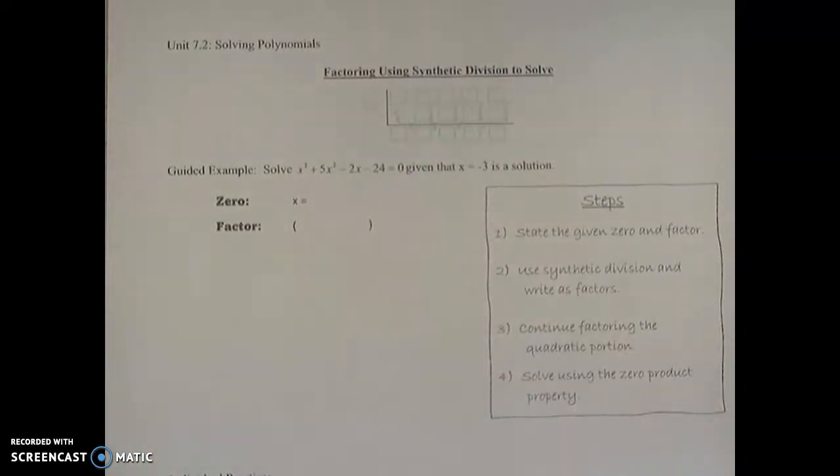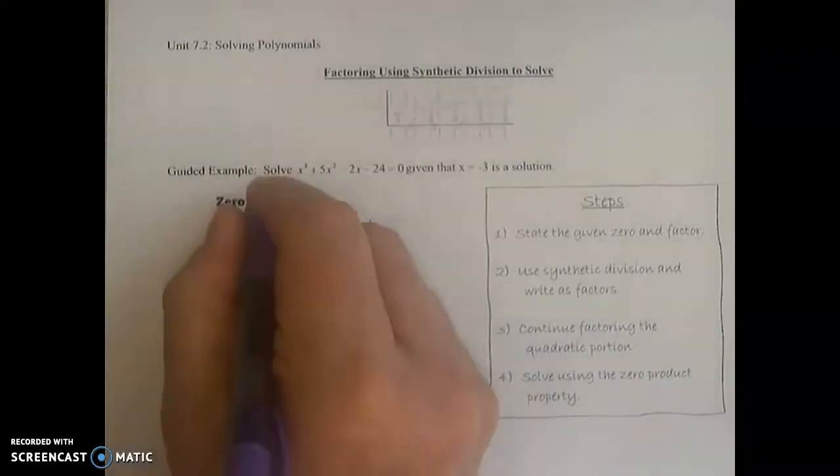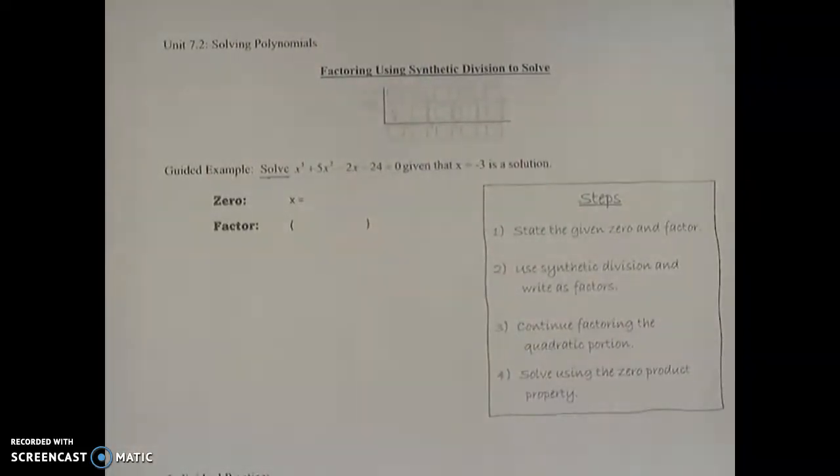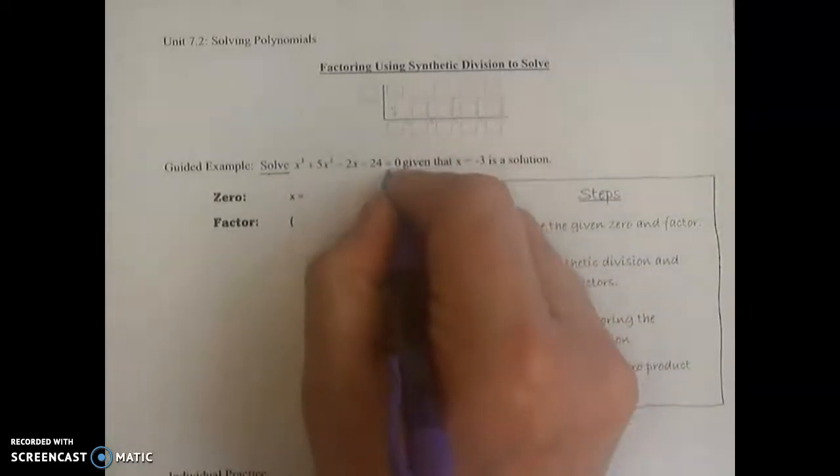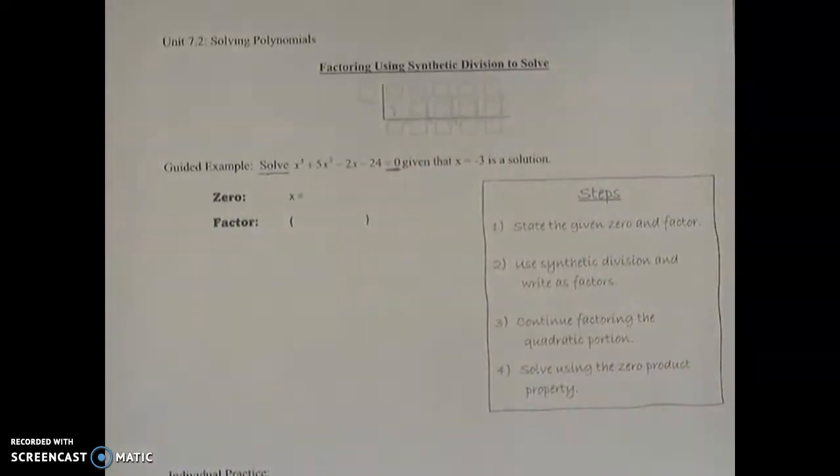Here, the question doesn't change a whole lot, or excuse me, the information doesn't change a whole lot, but we have, and I'm going to highlight this in purple, solve, okay? And there is an equals 0, okay? So we're going to get to that kind of new step here, but first we state the given 0 and the factor, just like we did in Unit 6.